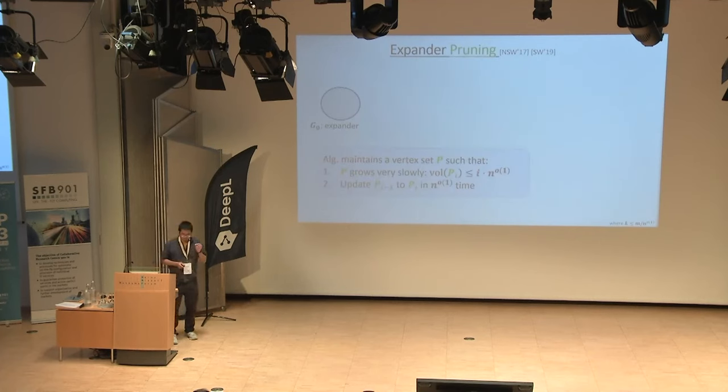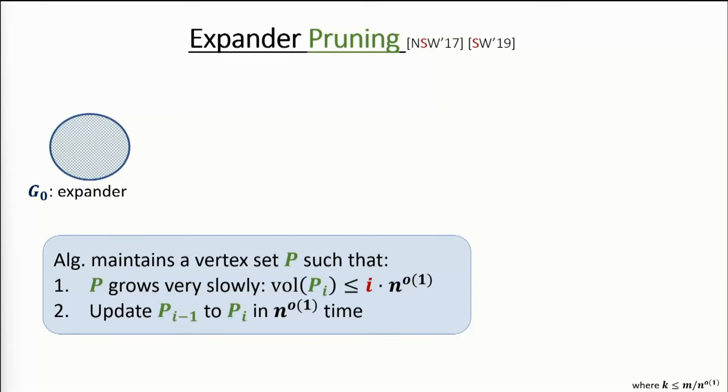So now, expander pruning basically tries to push this intuition much further, and the setting is as follows. Suppose you start with a graph which is an expander, and then there is one edge update, which can be a deletion or an insertion. This edge is given to you, and the algorithm will do the following. It will return you some set P1 at time 1. And this set P will grow slowly. And this set P has the following guarantee.